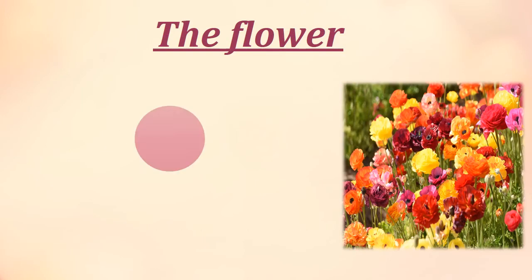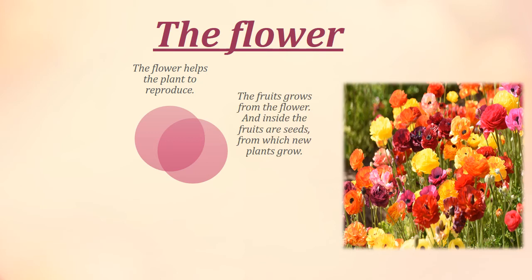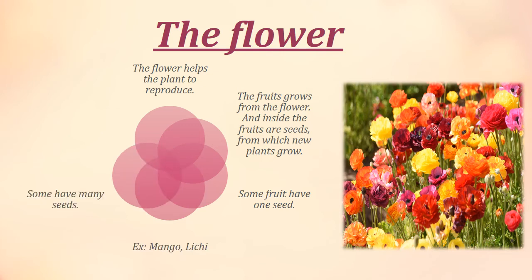Next, let us see the functions of the flower. The job of the flower is to help a plant reproduce. The fruit grows from the flower, and inside the fruit are seeds from which new plants grow. Some fruit like mango and lychee have just one seed. Others like tomato and papaya have many seeds.